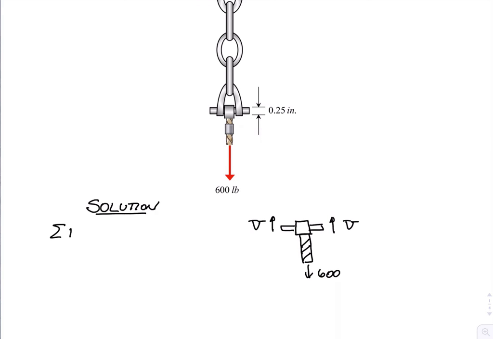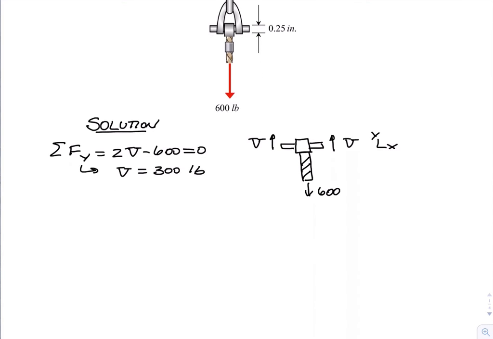So when I sum forces on this, and I'm going to call this X and Y, when I sum forces on Y, I get 2V minus 600 is equal to 0 for equilibrium. So the shear force on each side of that pin is 300 pounds. But that shear force acts over an area, which is given by pi r squared. So tau, the shear stress on the average, is given by V divided by A.